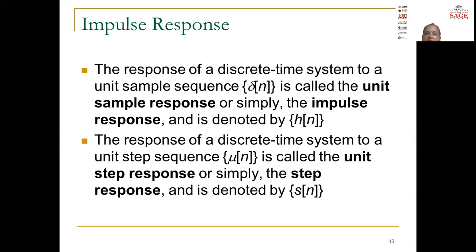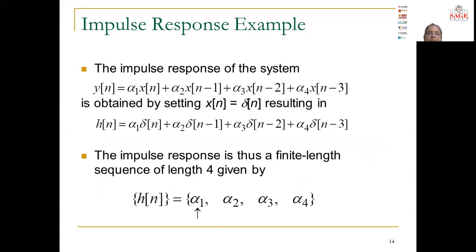The response of a discrete time system to a unit step sequence is called the unit step response. So when we apply the unit step function as an input and take the output response of the system, which is known as the step response, it is denoted by s[n]. Now, a few examples of impulse responses.